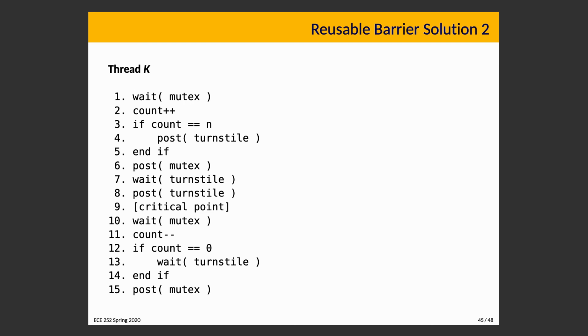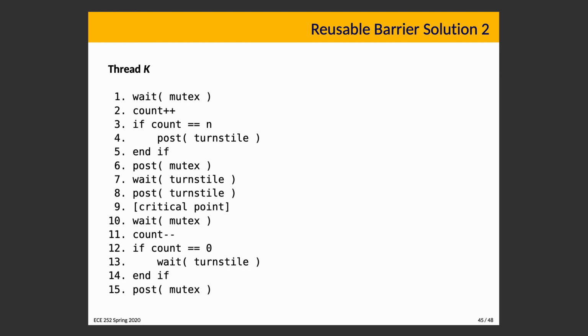There is an additional post at line 4. That one will happen once and only once. We should be able to convince ourselves of that because count is incremented inside the critical section, so only one thread does it at a time, and therefore it only happens once.